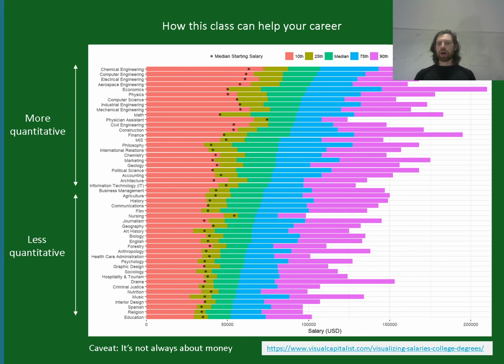Okay, so here I've just put a graph which demonstrates the distribution of salaries, including the median starting salary for people who have taken different degrees, essentially. So at the very bottom, you've got quite a lot of areas that aren't that quantitative. So education, religion, design, music, nutrition. And then towards the top of the graph, you actually have a lot of highly quantitative areas, so engineering, economics, physics, computer science, math.